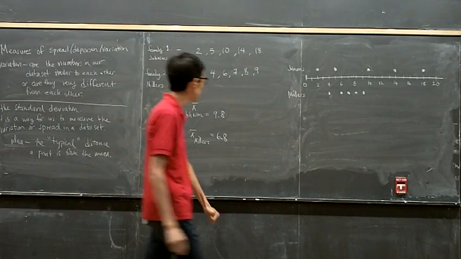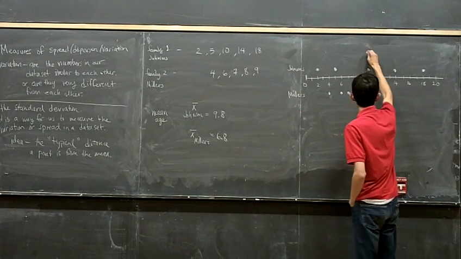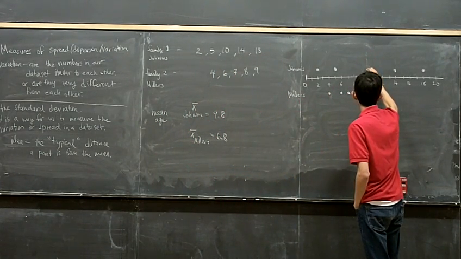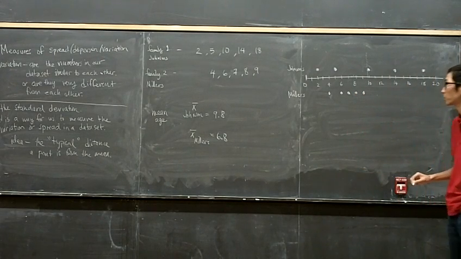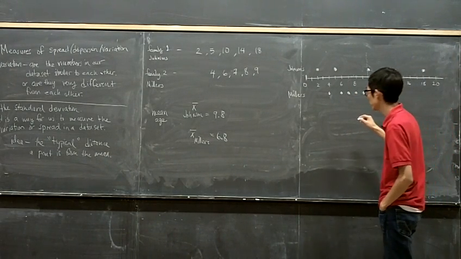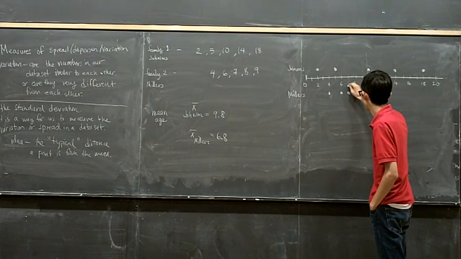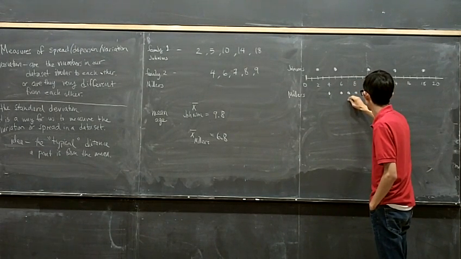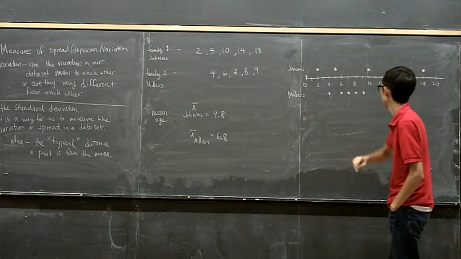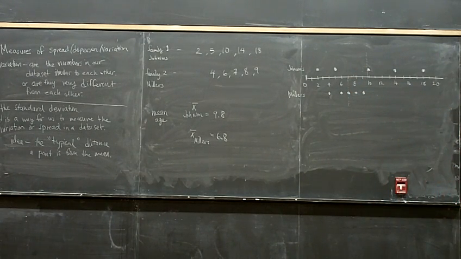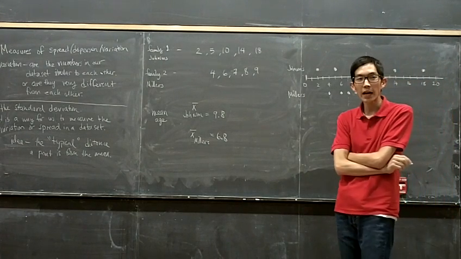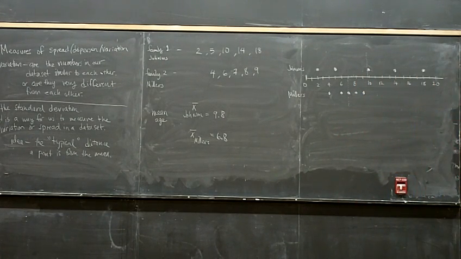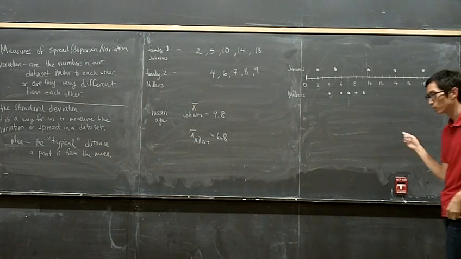All right, so I'm going to draw a dotted line at the mean age for the Johnsons. I'm going to draw a dotted line for the mean age for the Millers. Okay. All right, so let's just look at the Johnson family. We're going to get the standard deviation, what we're looking for is kind of the average distance, or the typical distance that a point is from the mean. And it's not exactly the average, but we'll get there, okay?